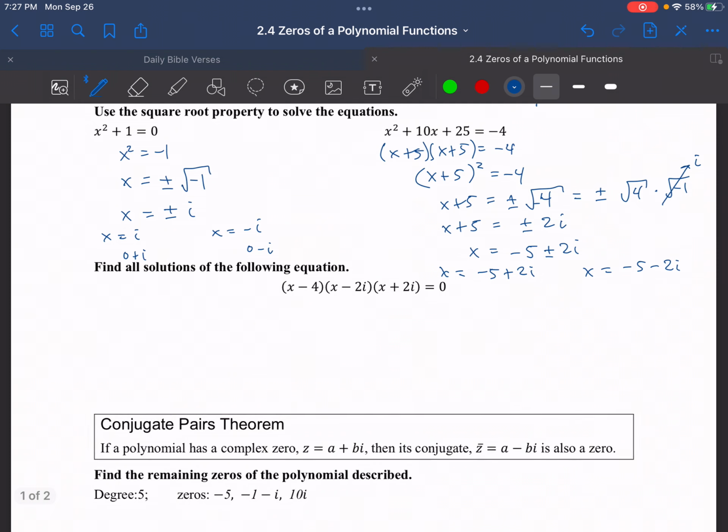This next one says, find all the solutions of the following equation. This is x minus 4 times x minus 2i times x plus 2i equals 0.